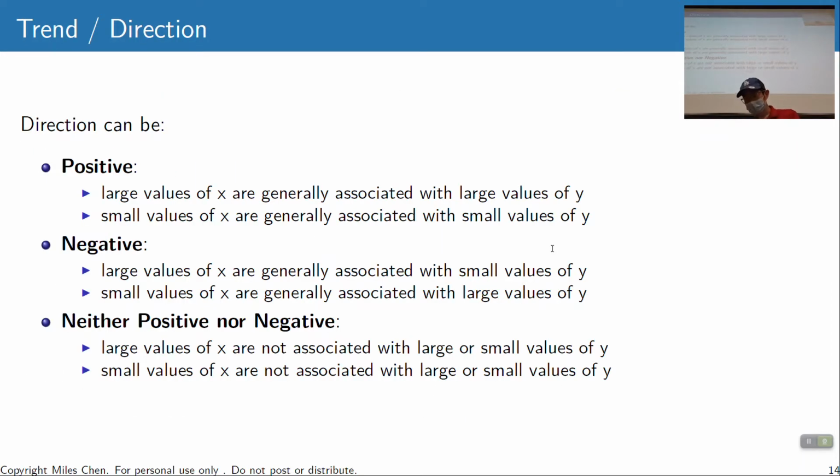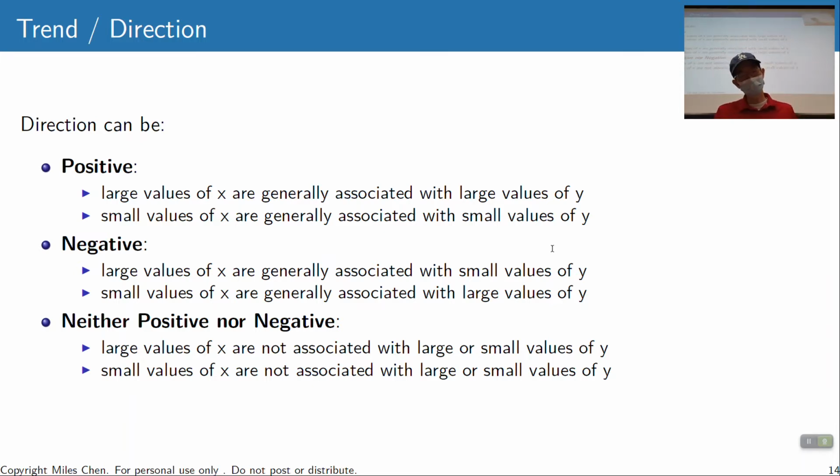Let's talk about trend and direction. The direction of the relationship we can say is either positive, negative, or neither positive nor negative. Positive basically means big X, big Y, little x, little y. Negative means they kind of work opposite. Big X goes with little y, little x goes with big Y.